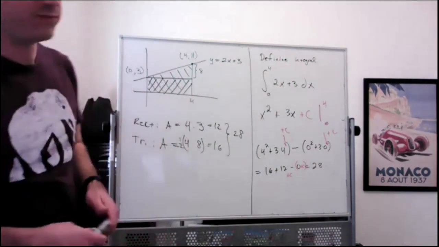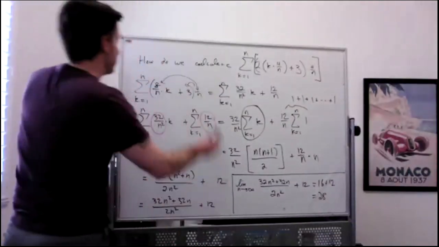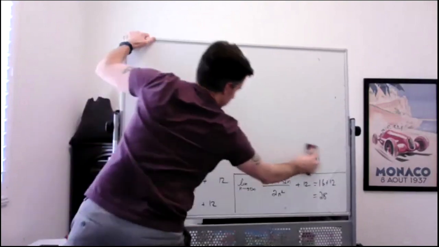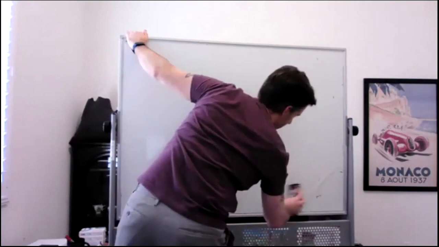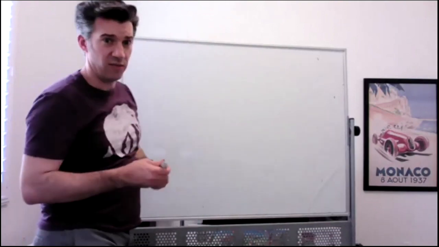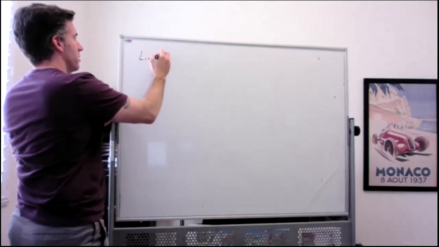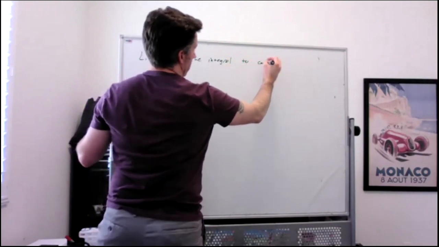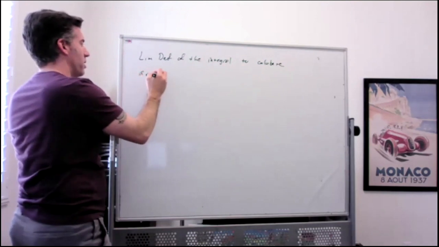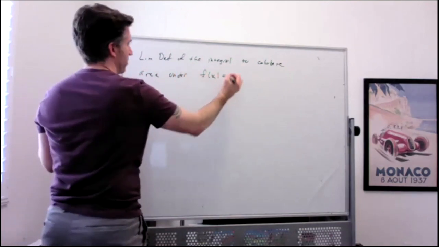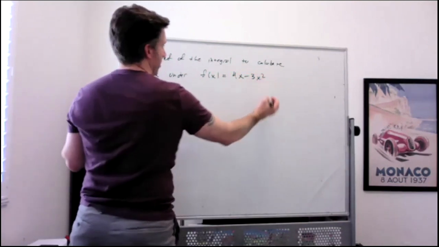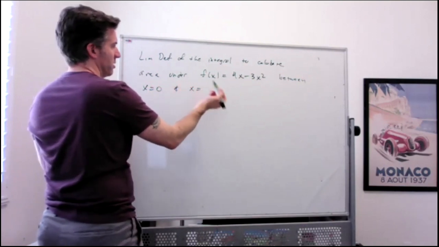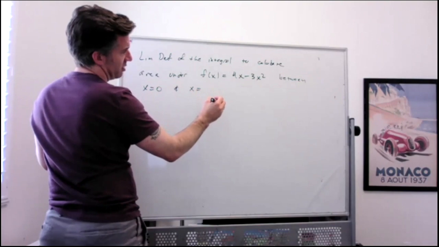So let's look at another example. I want to, again, go through the same process, which is called the limit definition of the integral, to calculate the area under the curve of x equal to 4x minus 3x squared between x equals 0 and x equal to, let me think for a second here, 1.